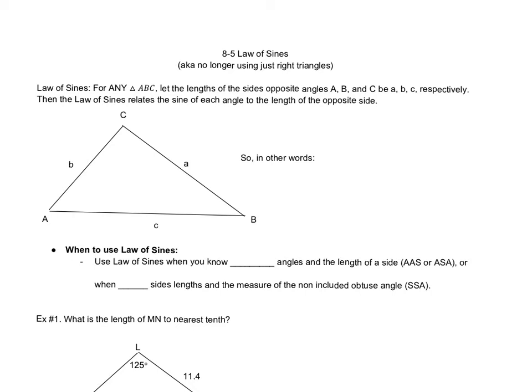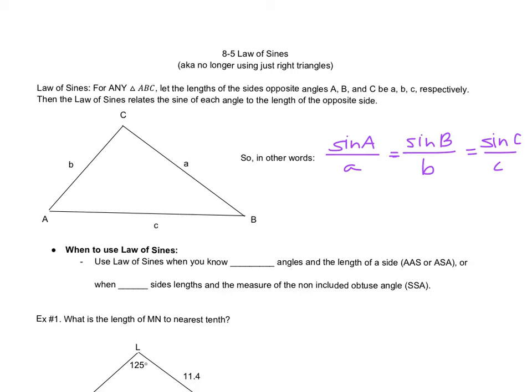Then the law of sines relates the sine of each angle to the length of the side across from it. So we're basically just setting up a proportion, okay? We're saying the sine of A over a, okay, so capital and lowercase matters here, right? Sine of capital A, sine of the angle, over the side across from it, lowercase a, will equal the sine of angle B over lowercase b, which will equal the sine of angle C over lowercase c, okay?